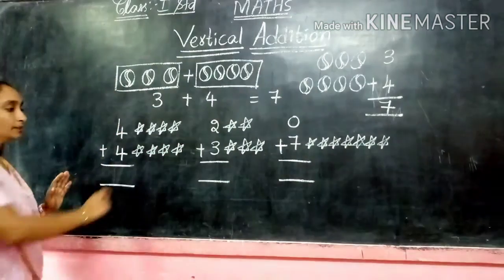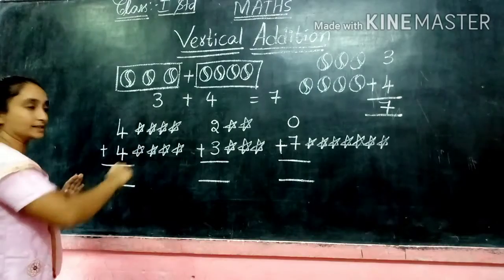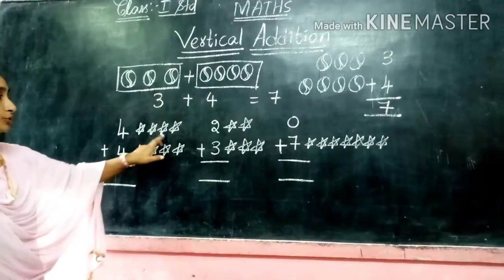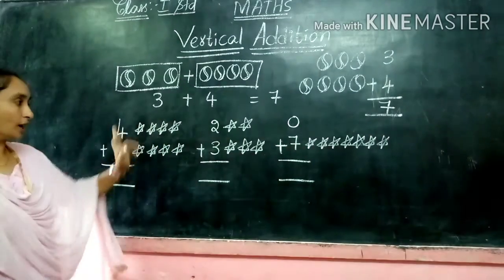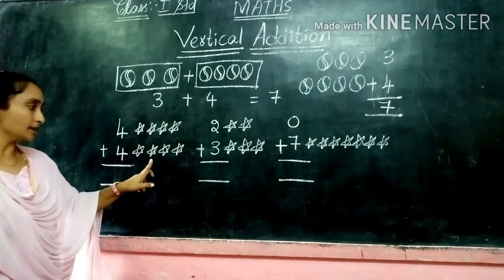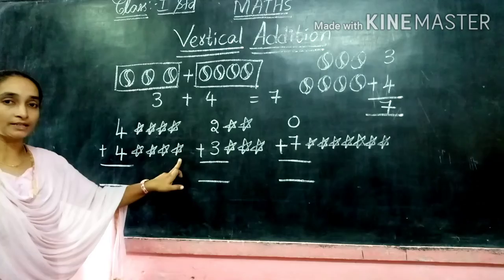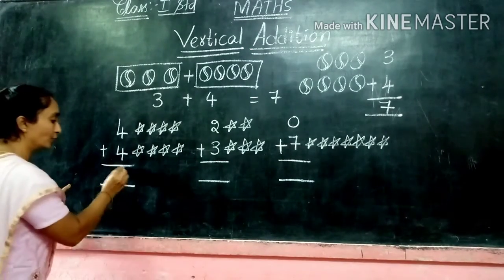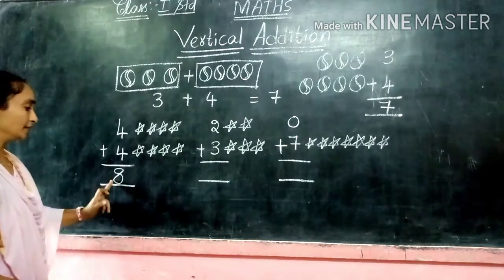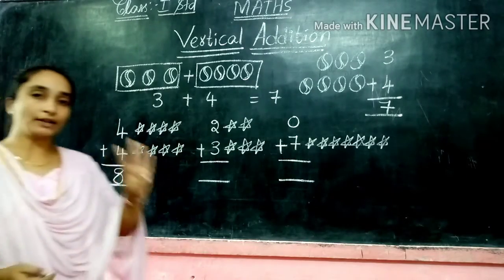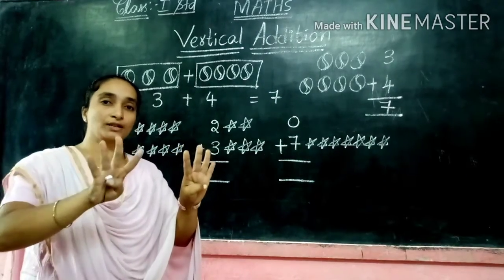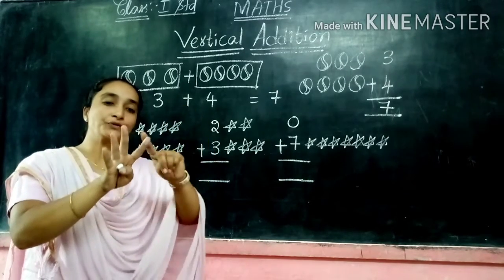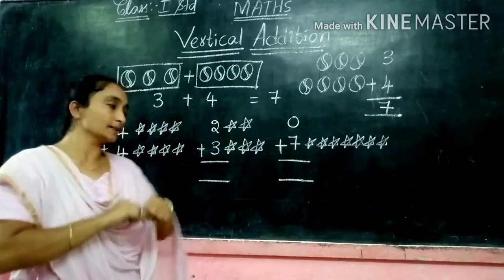So here we can see we have to add all these stars. Already here the 4 stars are there. 1, 2, 3, 4. After 4, 5, 6, 7, 8. So total how many stars are there? 8. So 4 plus 4, 8. Straightly here you must write. So already 4 stars are there. Again 4 stars. So total 4 plus 4, 8.